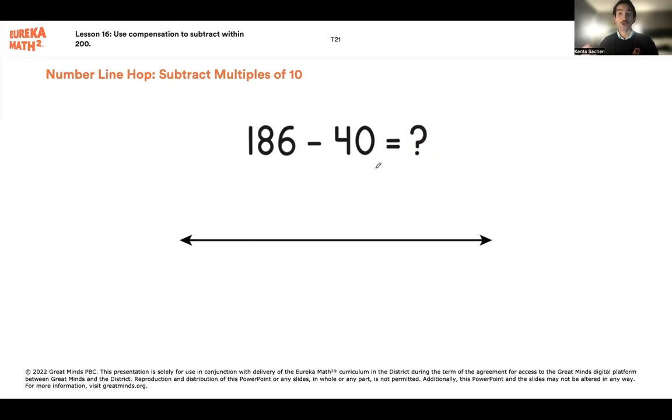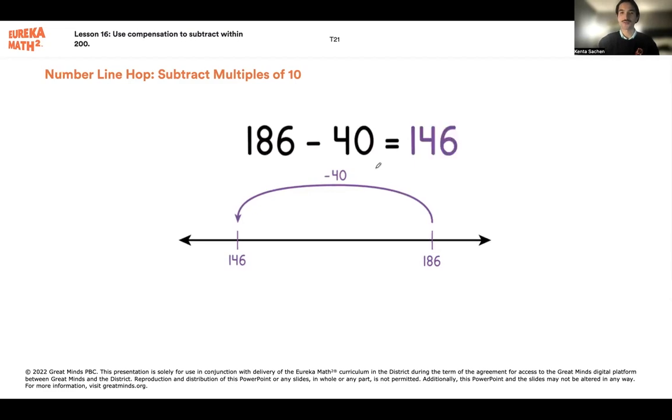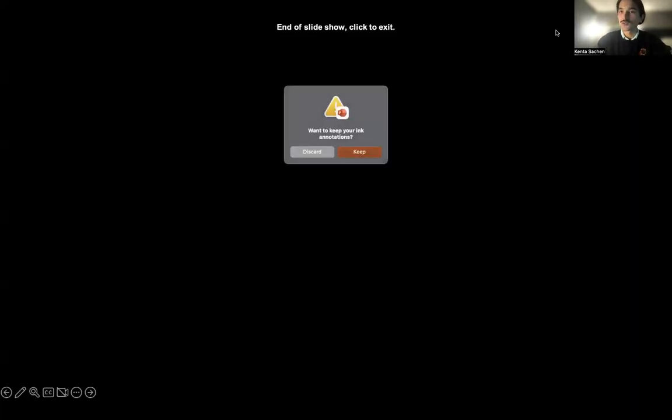Nice. Okay, 186 minus 40. So we're starting with 8 tens. Take away 4 of them. 186 minus 40. Amarani? 146, right? The ones and the hundreds don't change. Good job. 146. Great. That's going to prepare us really well for today's lesson. So now let's get out our workbooks.